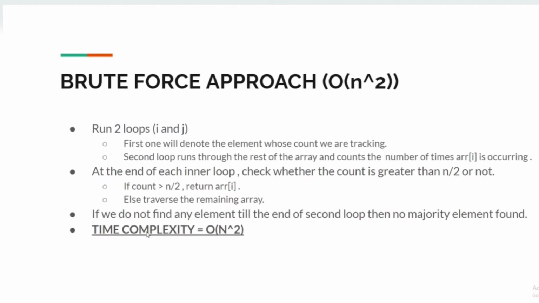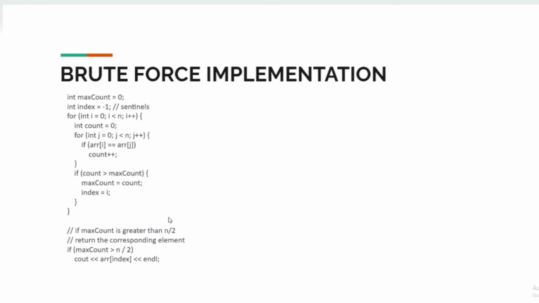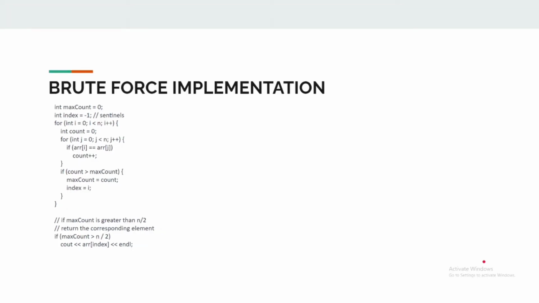If we talk about the complexity, this is taking O of n square time complexity, because there is a nested loop, that is i and j. And the space complexity is O of 1, because we are not using any separate array for storing anything. So now let's look at the next solution.